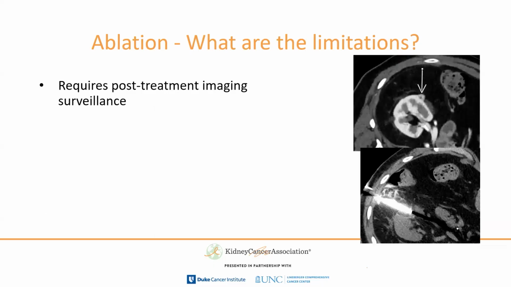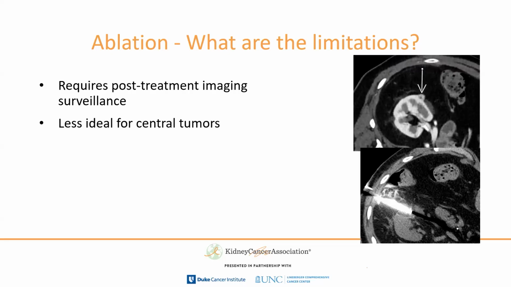How about limitations? So, everything has advantages and disadvantages. Some of the limitations of ablation are, one, that it requires imaging surveillance afterwards. So you have to get follow-up CAT scans or MRI. And how long that's done for varies. I think most urologists are following up to 5 years after ablation. That's to make sure that the cancer is gone and that it stays gone. Imaging surveillance is done after surgery as well, but I think it's a little bit less intensive.